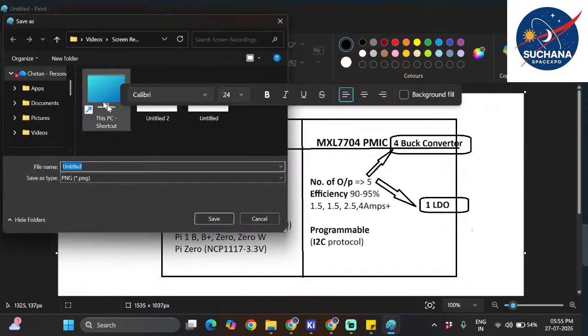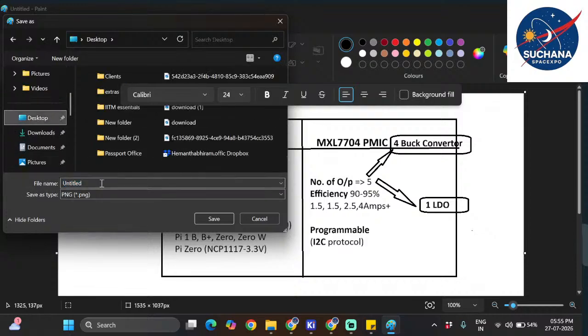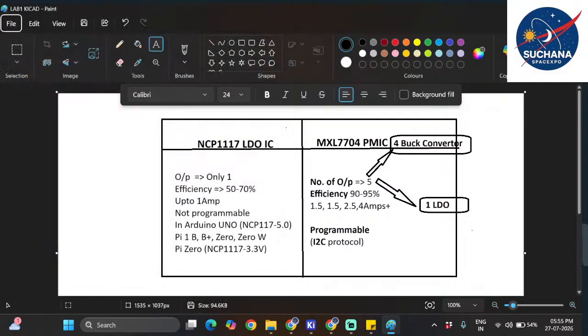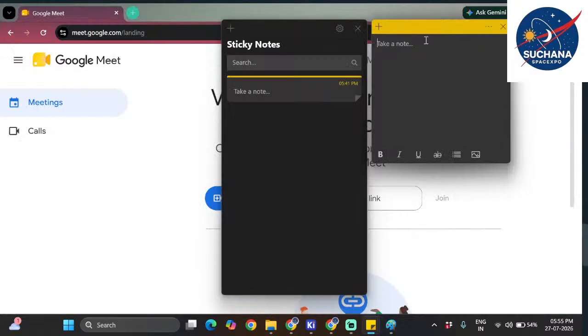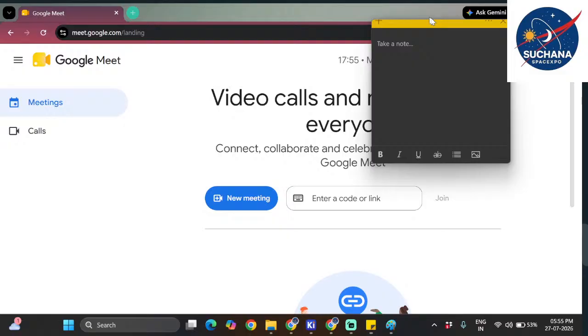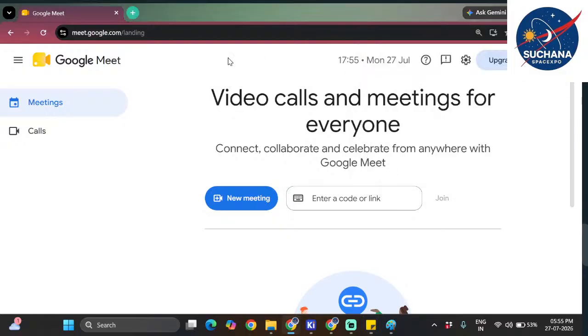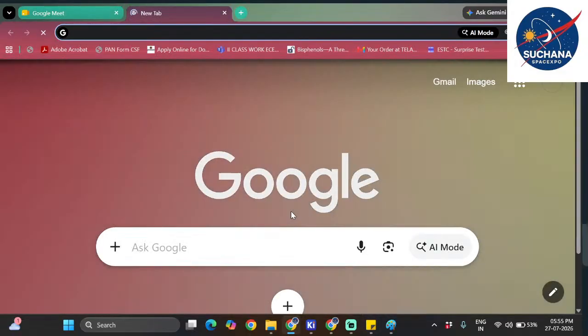Let me save this. So this is the basic difference between both these ICs. Now we will jump into the next concept. It would be very complex for you to understand. Basically, in KiCAD we will be creating one project.